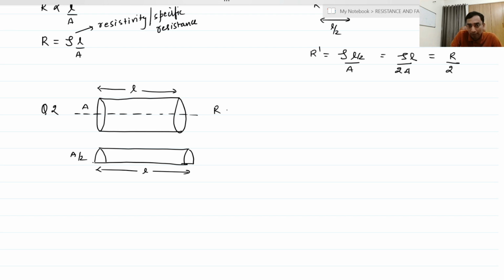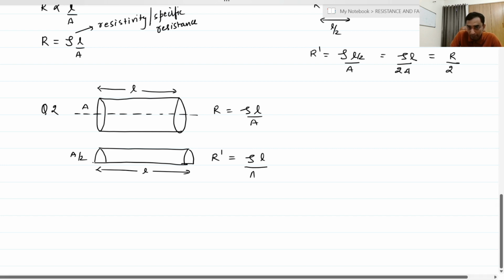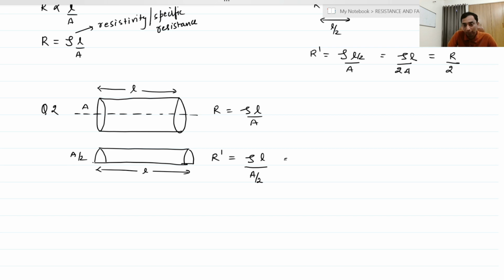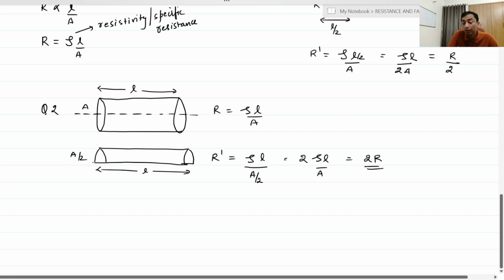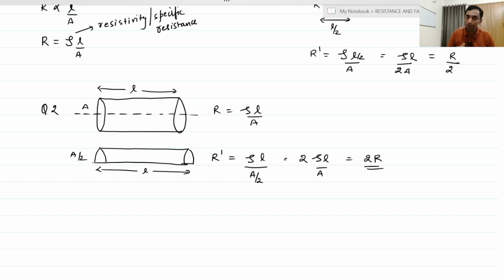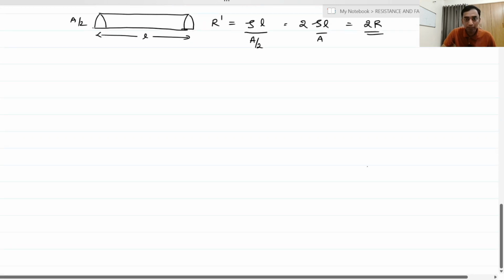So now the old resistance R was equal to rho L by A, but here the new resistance R dash will be equal to rho, then L remains as it is. Here the cross-sectional area becomes half. So that means this is 2 rho L upon A, so the resistance becomes twice the previous resistance. It is because you have reduced the cross-sectional area, so the internal collisions between the electrons will increase, right? So the resistance doubles up.